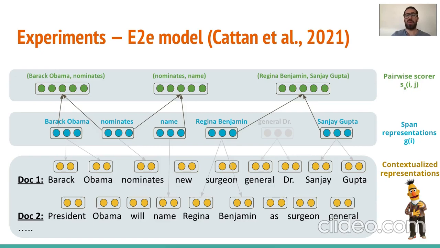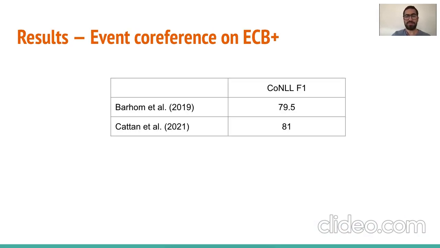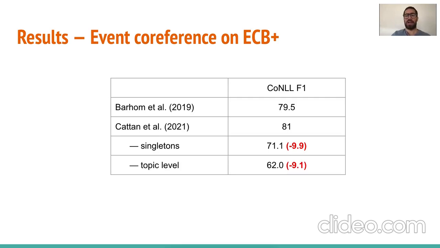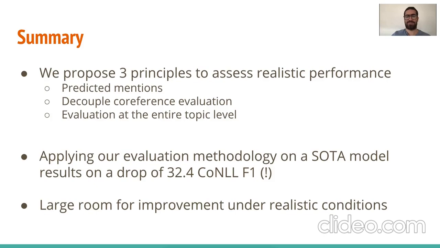To empirically show the impact of our propositions, we developed the first end-to-end model for the task. When evaluated on gold mentions, our model outperforms the joint model of Barhom et al. Removing singletons from the evaluation leads to a performance drop of 9.9 points. The lexical ambiguity challenge also decreased the performance by more than 9 points. And finally, using predicted mentions caused a drop of 13 points.